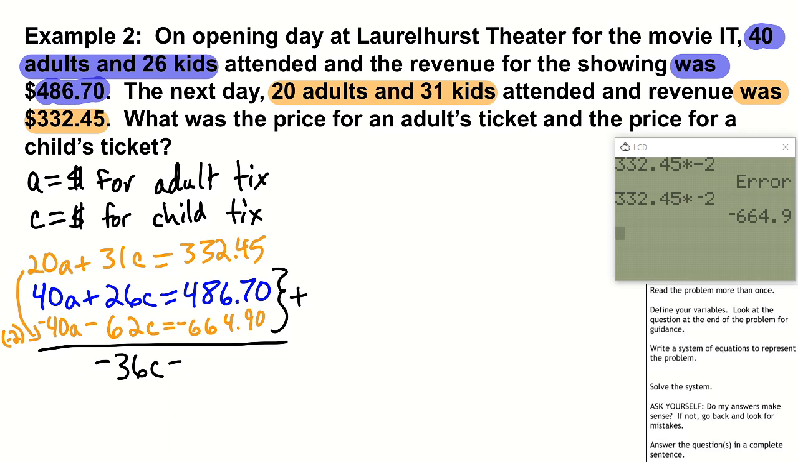So -36c is equal to, now -664.90 plus, so I'm taking that answer and I'm adding 486.70. And I should get -178.20. All right. Questions so far about any of my steps? Setting up the equation, multiplying, doing this first step of addition, and getting this. Anything so far?